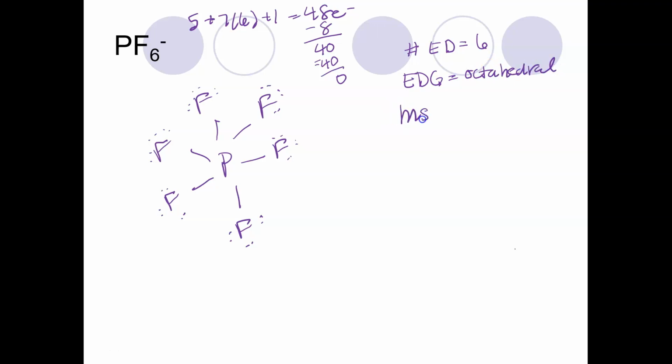The molecular shape. This is where we need to look at the number of bonding and non-bonding. Well, there are 6 bonding electron domains, 0 non-bonding electron domains. So the molecular shape is also octahedral. And the bond angle is 90 degrees.